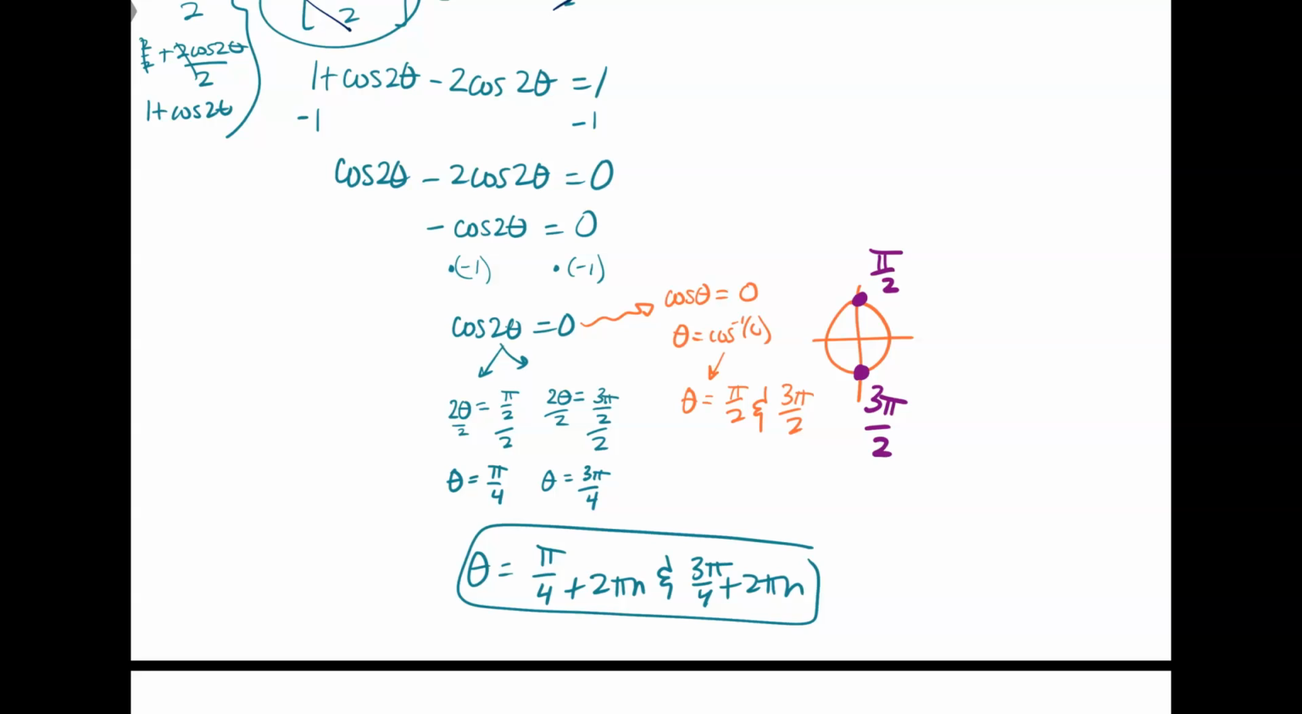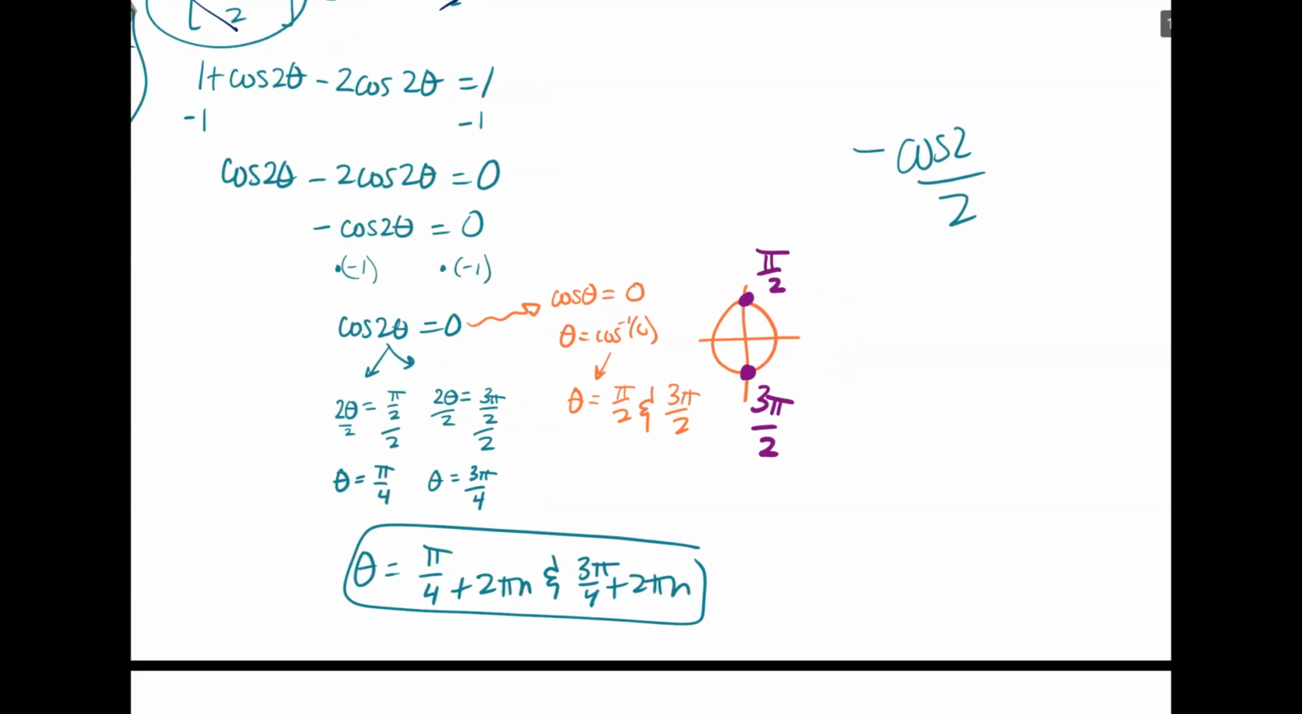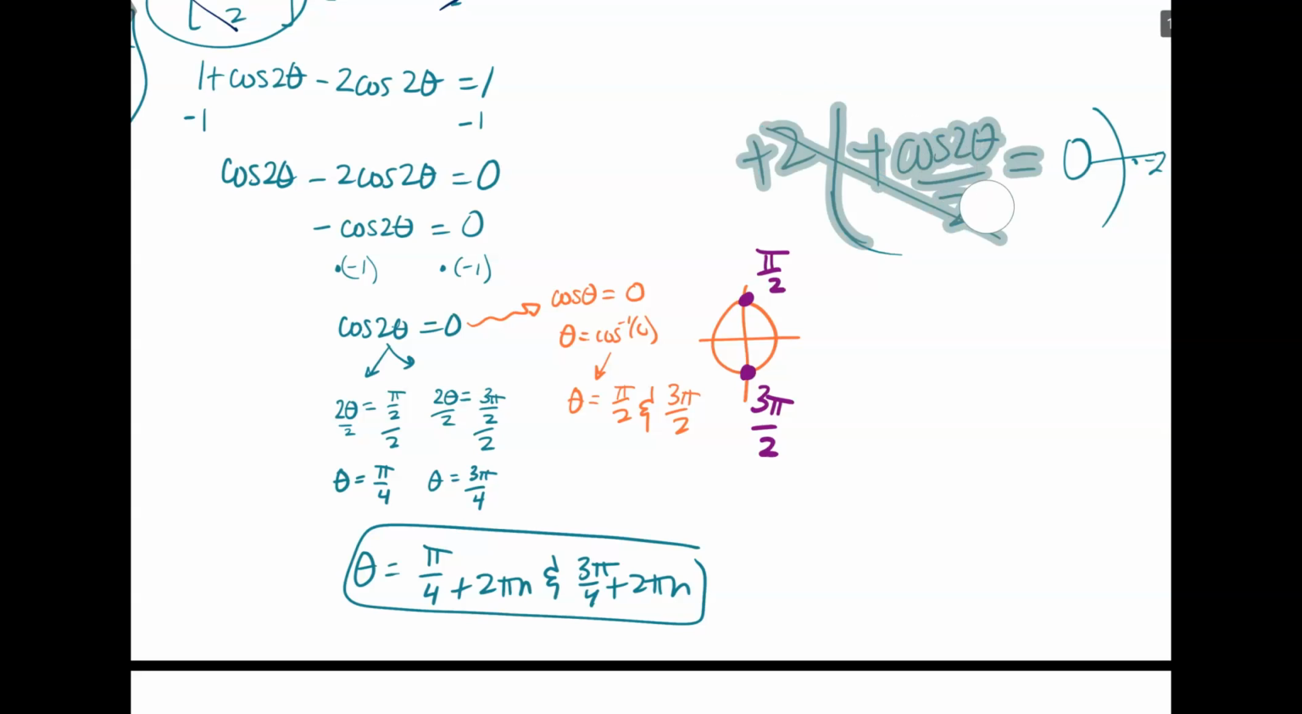Yes. If you have negative cosine 2 theta equals 0, then you would want to move the negative. If you multiply by negative 2 on both sides, the negatives will cancel out, the 2's go away, and 0 times negative 2 is 0. So you always want to have cosine by itself, because you don't want a coefficient or a negative in front of it.